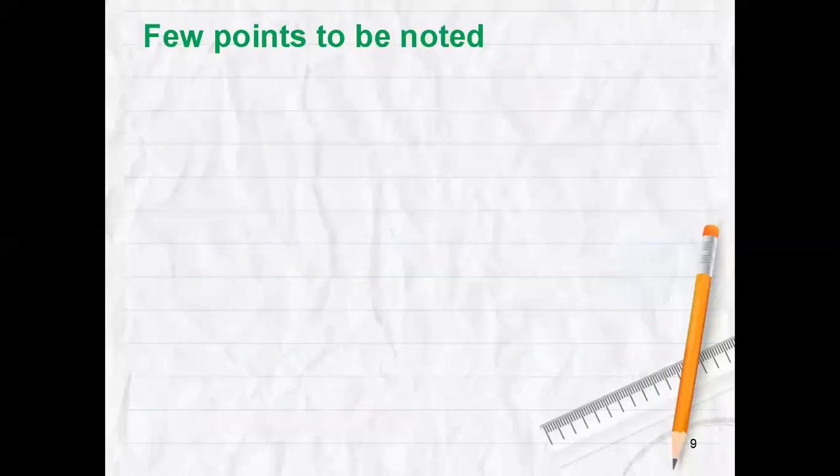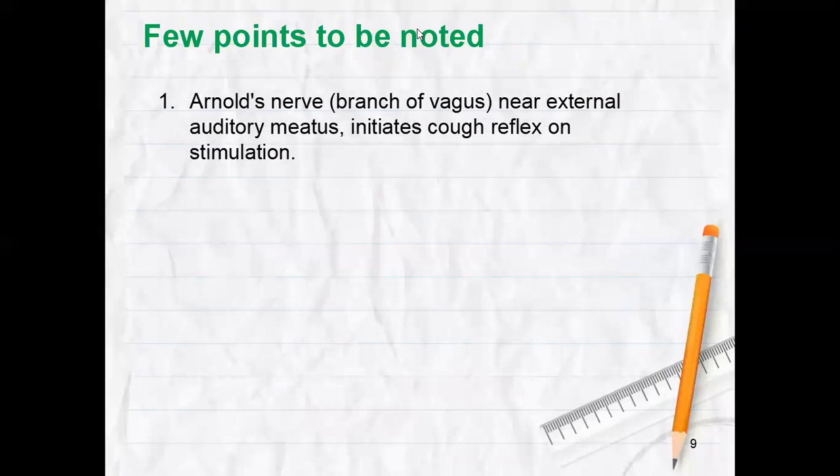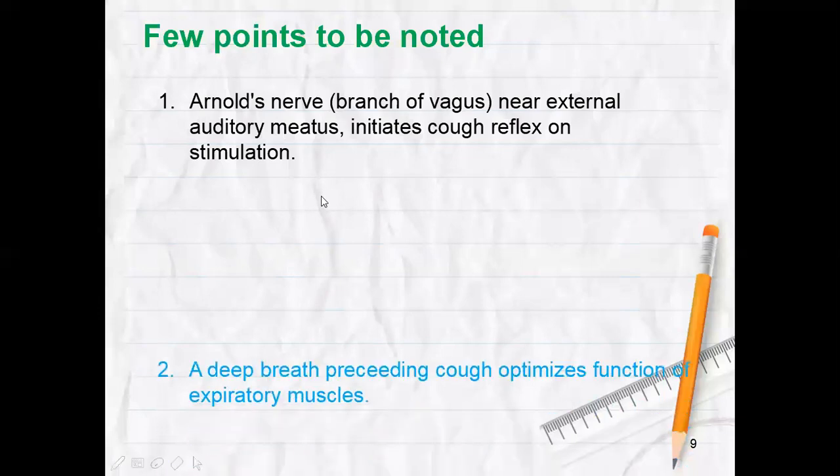Now we shall talk about a few points to be noted. So what are these points? The first point is one we can see coming in MCQs frequently, and that is Arnold's nerve, which is a branch of the vagus, which lies near the external auditory meatus, and initiates the cough reflex on stimulation. That is, cough can occur even due to some irritating mucus or wax plug present in the external auditory meatus sometimes. And when that occurs, the afferent nerve in that condition is Arnold's nerve.